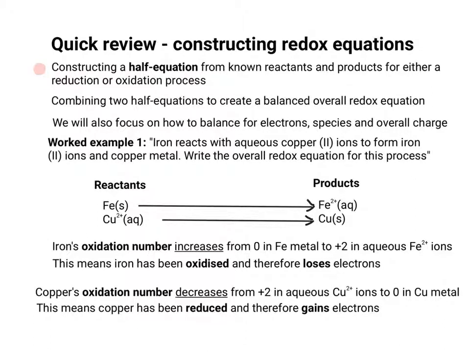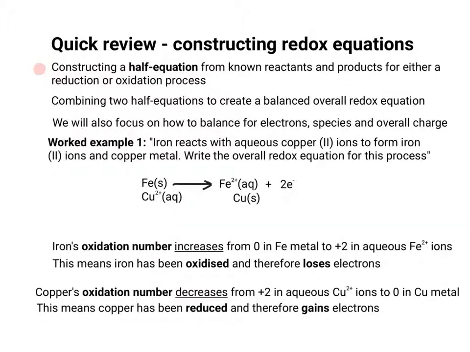And if we do the same for copper, we can see that copper has been reduced. So now we can work out what the two half equations might look like. So because we know that the oxidation number increases by 2 in iron, that must mean it's lost 2 electrons. And because the oxidation number in copper has decreased by 2, it must mean that it has gained 2 electrons.